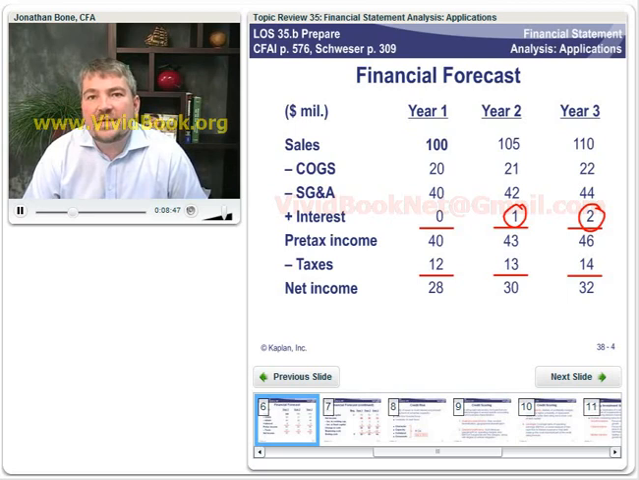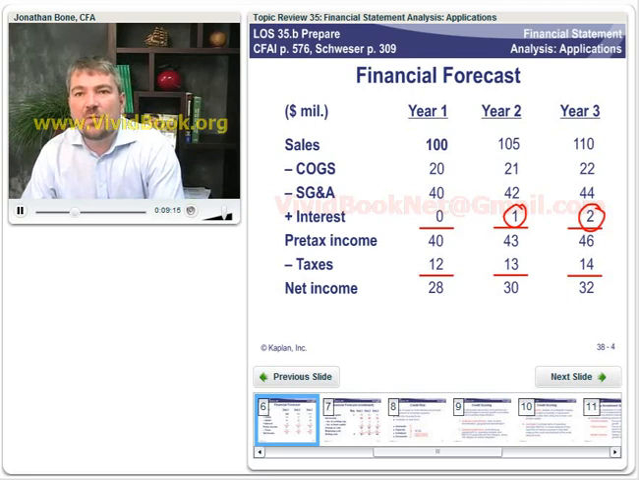Again, of course, let's look at it for years 2 and 3. 105 less 21 less 42 plus 1 gives us 43. 30% of that is our 13 tax expense, giving us net income of 30. And in year 3, we've got pre-tax income of 46, taxes of 30% of that, 14, giving us a net income of 32. Okay, let's have a look at our cash flow statement. Now, of course, from our cash flow statement, we'll actually also see beginning cash, and therefore we'll be able to establish these figures as well.